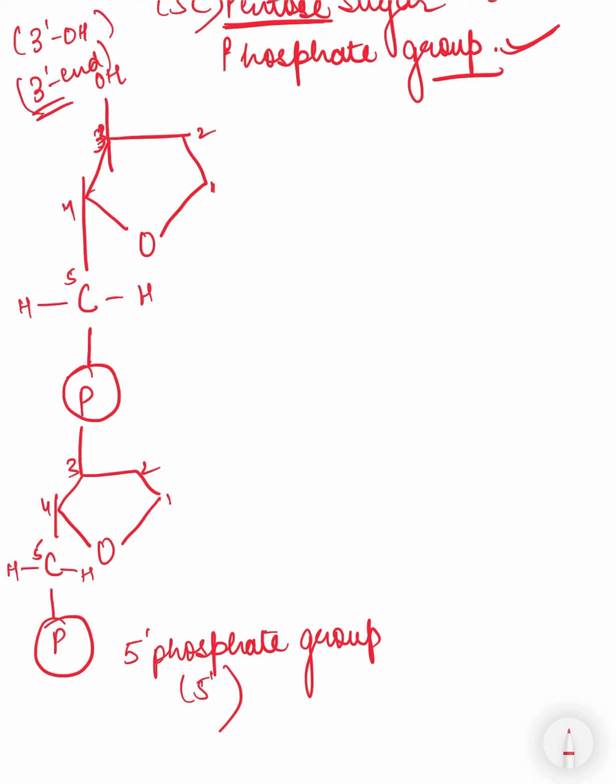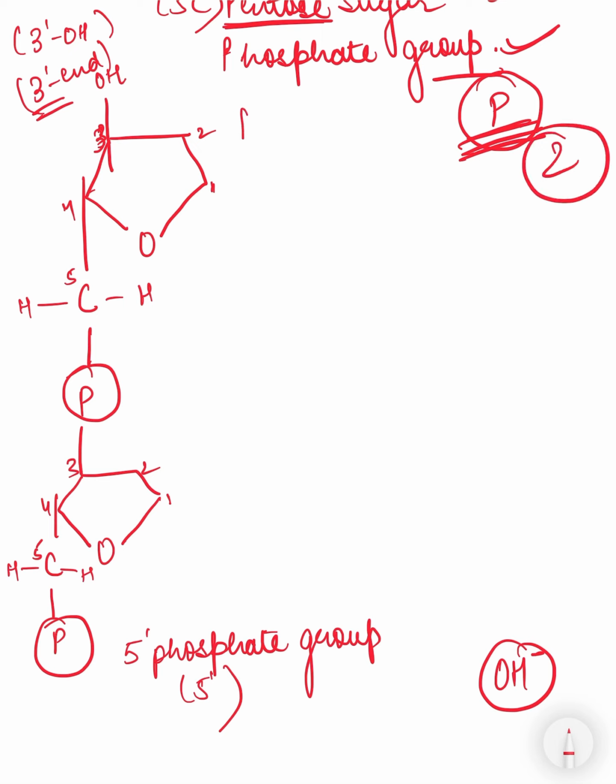As we know that DNA is a double-stranded structure, how would the other strand be? This is one strand. The other strand would have its phosphate group on this side and the OH group on this side. So this chain would be exactly antiparallel to this current chain. The second chain would be complementary, and the two are complementary and antiparallel to each other.